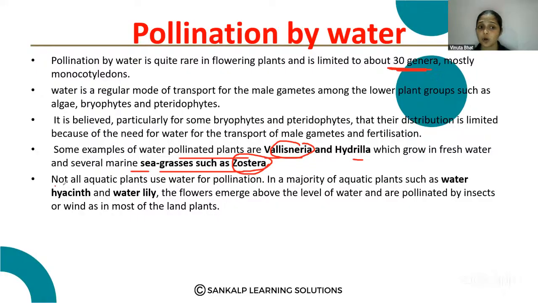See here, not all aquatic plants use water for pollination. The majority of aquatic plants, such as water hyacinth and water lily, have flowers that emerge above the level of water and are pollinated by wind. Water hyacinth and water lily live in water, but they are pollinated by wind or insects. So the flowers are not pollinated by the water current.